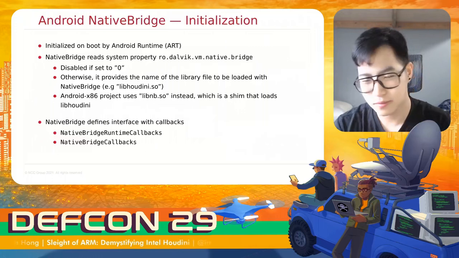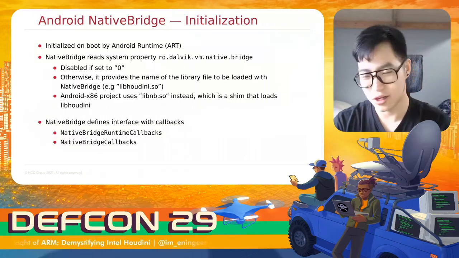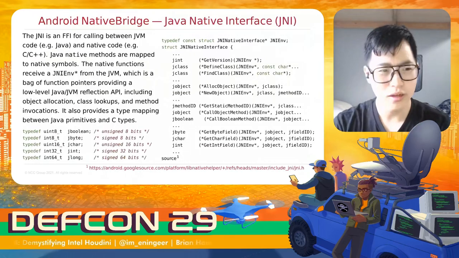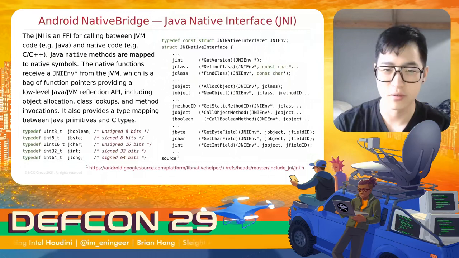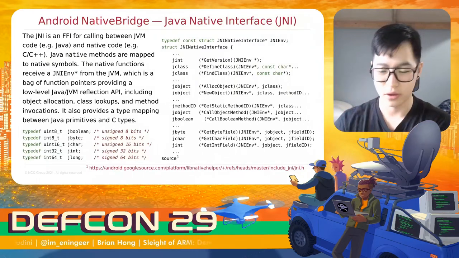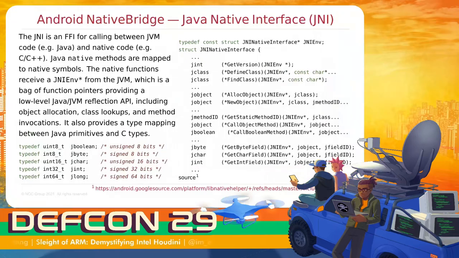And just to get off topic again, I have to talk about the JNI first before I get into those callbacks. So Java Native Interface is a foreign function interface that enables our JVM code to interact with the native code and vice versa. This part is actually not specific to Android and it is part of Java. So on the right side, we see a struct, the JNINativeInterface. Its pointer is also typedef'd to JNIEnv. This struct is basically a bag of function pointers that's provided to the native code so that our native code could use these functions to perform low-level JVM reflection.